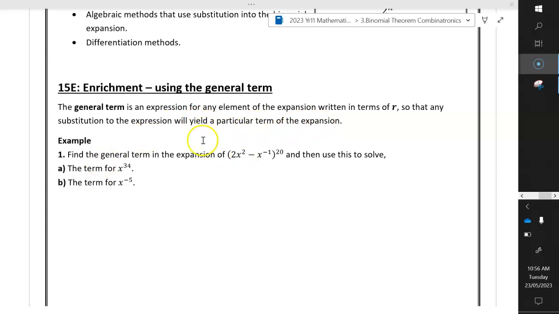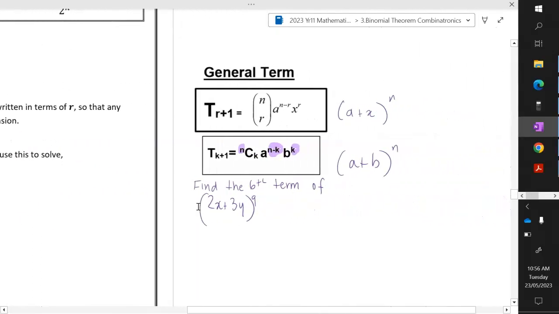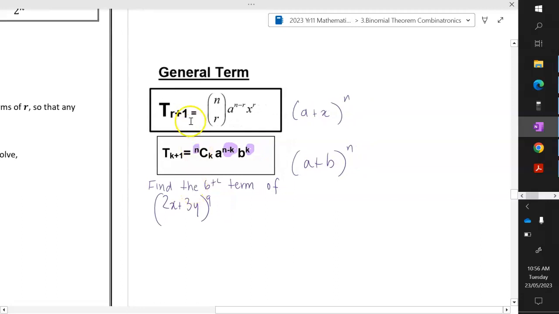Before we look at that general term, I just want to move over to the side here and look at some ways we can write it. If we were expanding (a + x)^n, we could write the general term in terms of k or r. We could see it both ways. The (r+1)th term is written as nCr a^(n−r) x^r, noting that this is r + 1.